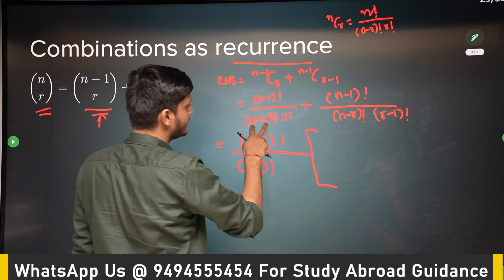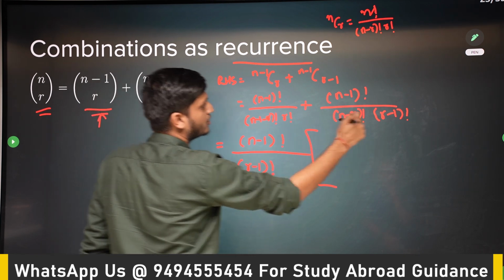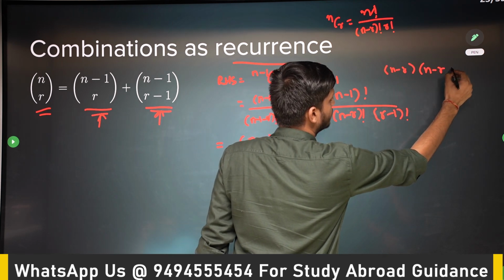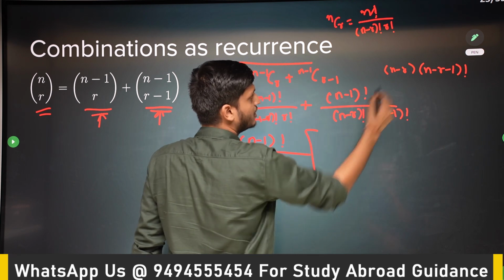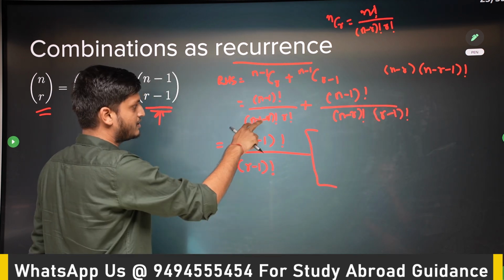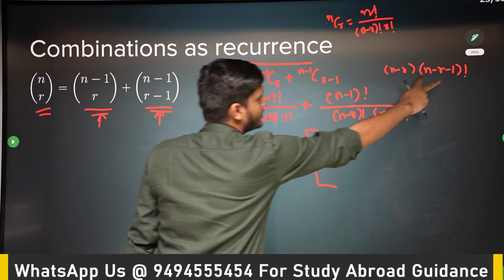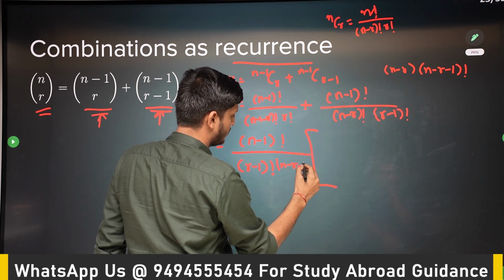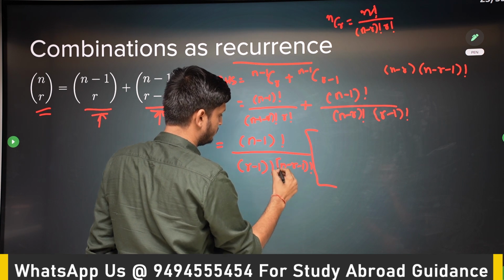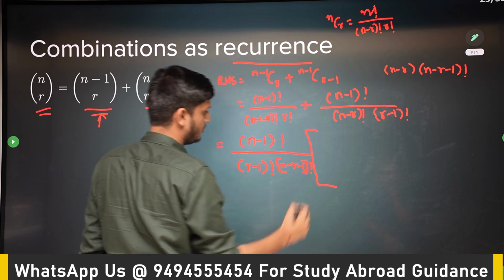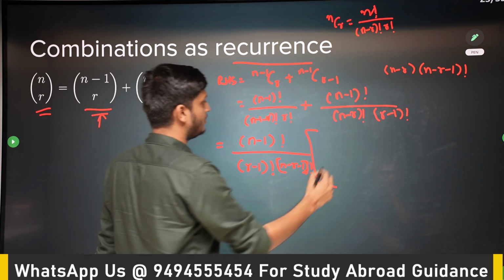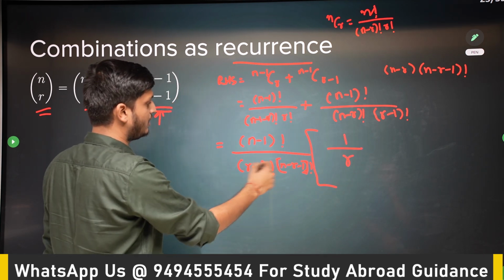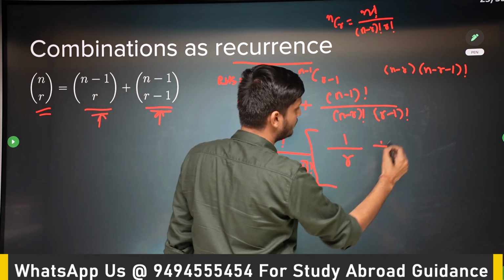And here, n minus r factorial is what? n minus r times n minus r minus 1 factorial. This is what n minus r factorial is, right? So I can take n minus r minus 1 factorial common. Okay, so what will it become here? This will become 1 upon r, only r is remaining, and this will become 1 upon n minus r.